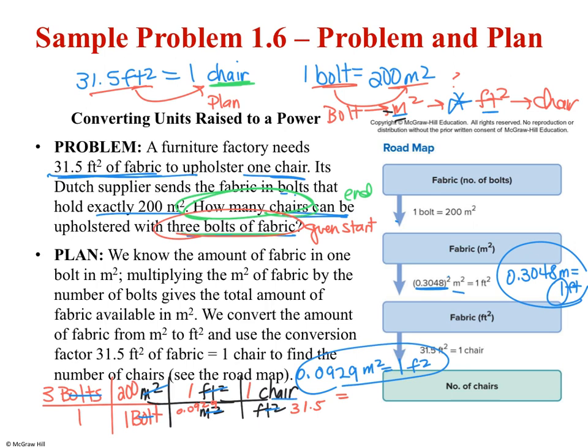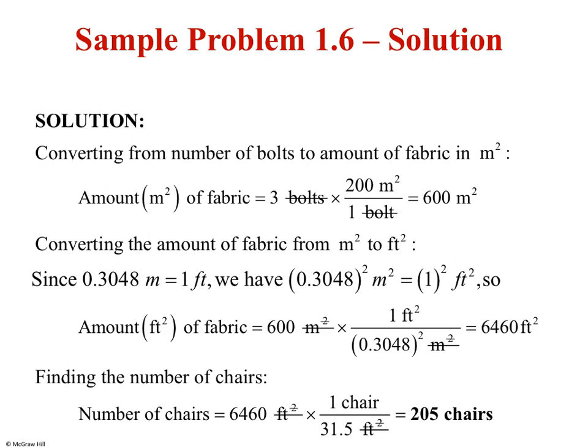chair. So get out your calculator and do 3 times 200 divided by 0.0929, and then divide by 1.5. And so did you get 205 chairs? Okay, so let's see. 205 chairs. There you go.